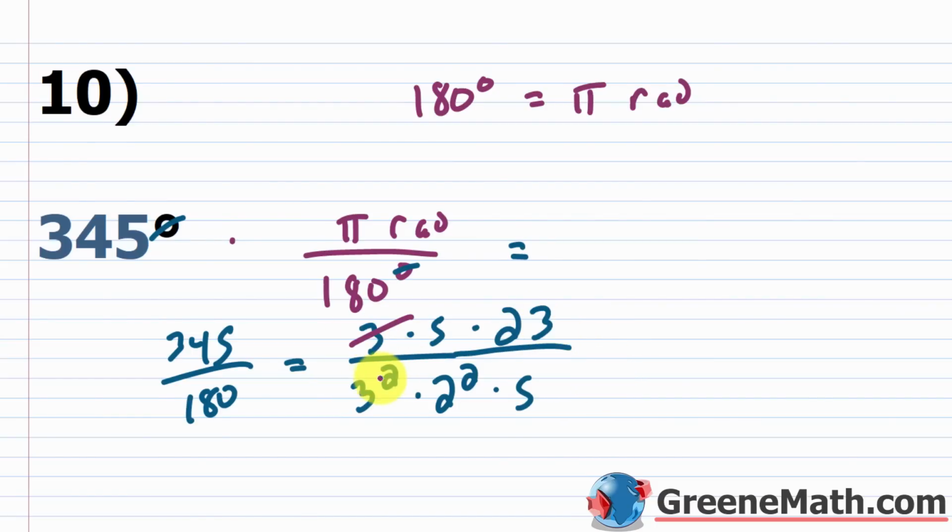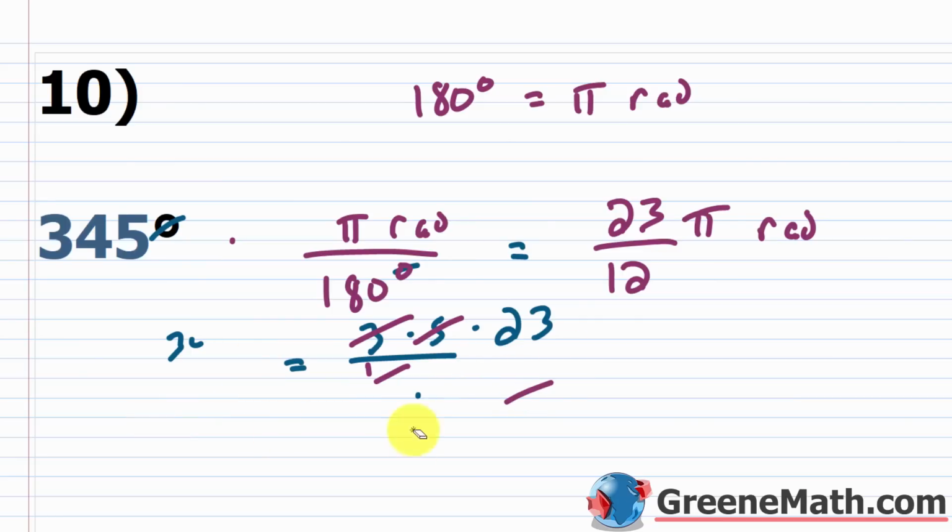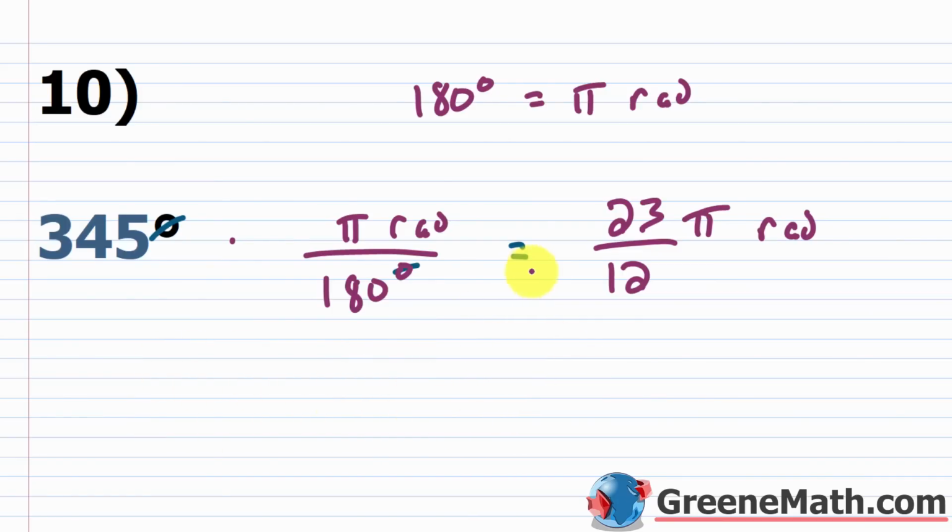But you can cancel this 3 with one of these. Let's just put a 1 there. You can cancel this 5 with this 5. So the numerator is going to be 23. And the denominator is going to be 3 multiplied by 2 squared, which is 4. So 3 times 4 is 12. So 23 over 12. You have this pi here, so don't forget that. And this is going to be in terms of radians. So let me get rid of this scratch work here. And we'll just say that 345 degrees is going to be equal to 23 pi over 12 radians.